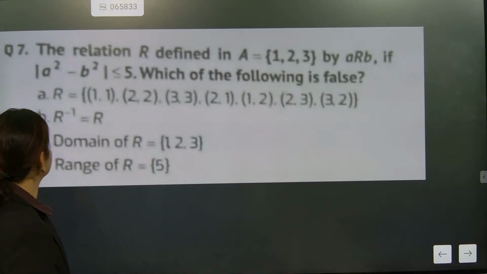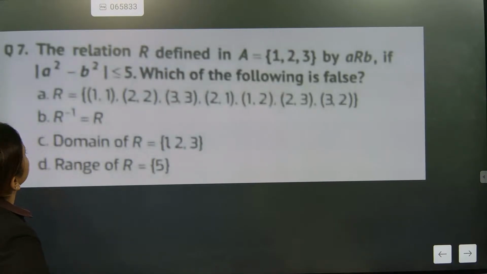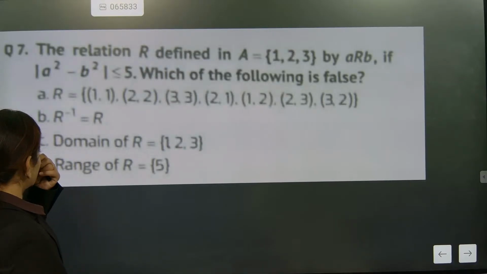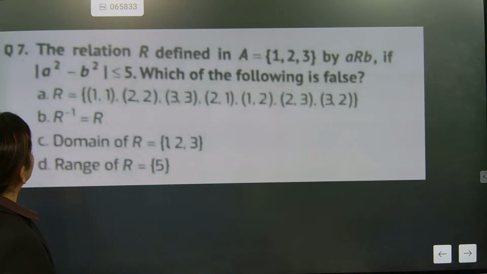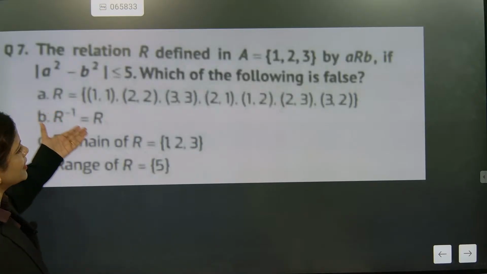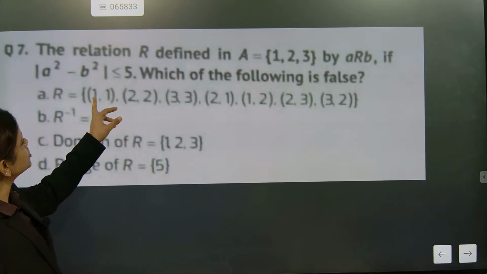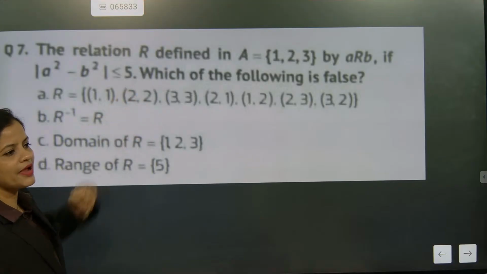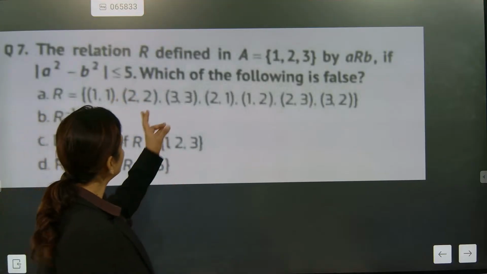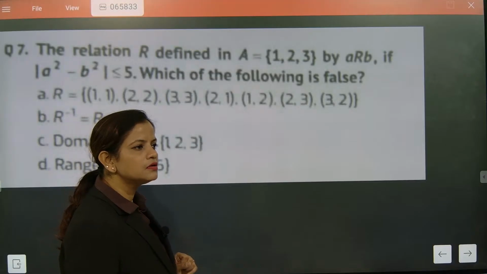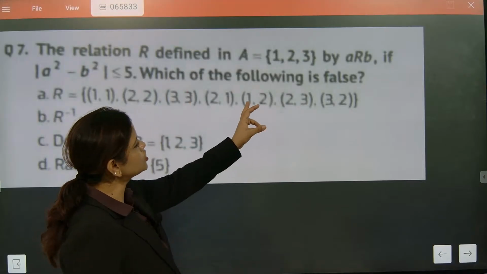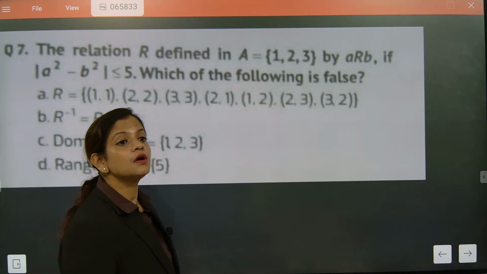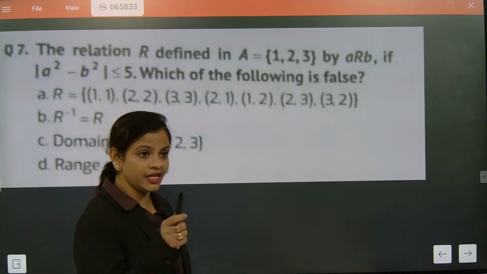I'm waiting. See, understand. All are correct only now. Check this one out. See, 1 square minus 1 square. How much coming? 0 is less than 5. Correct. 2 square minus 2 square, 0 is less than 5. 2 square minus 1 square, 3. 3 is less than 5. 1 square minus 2 square, minus 3. Modulus of minus 3 is 3. 3 is less than 5.